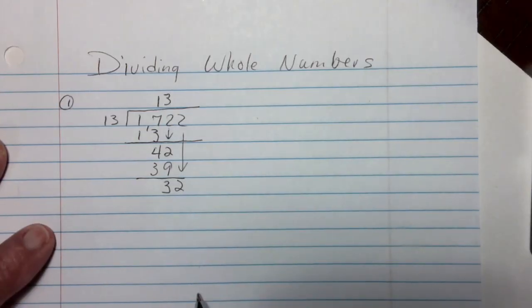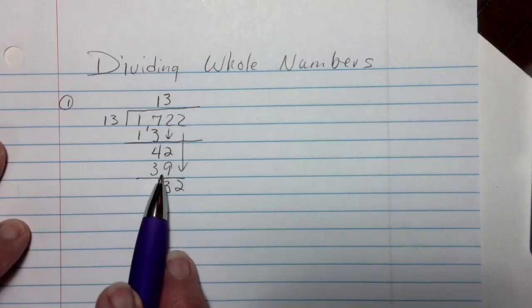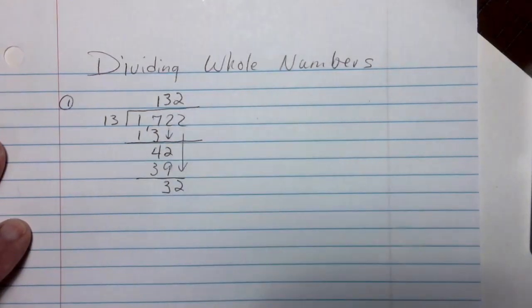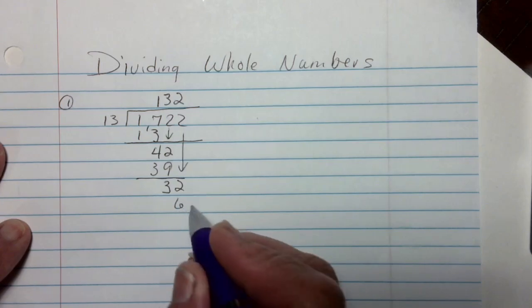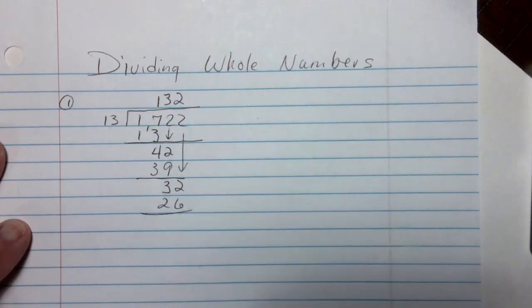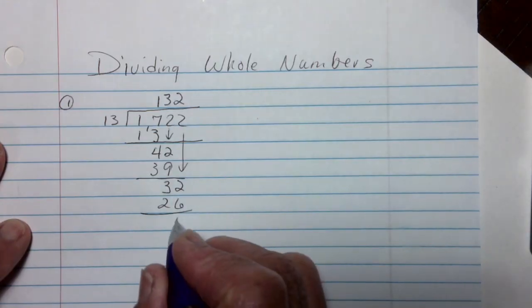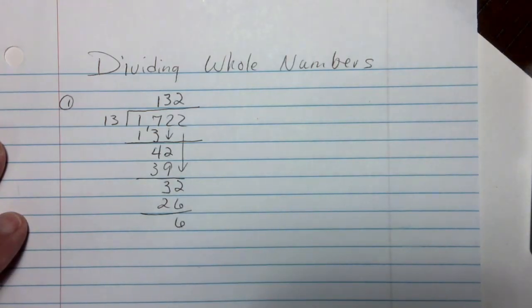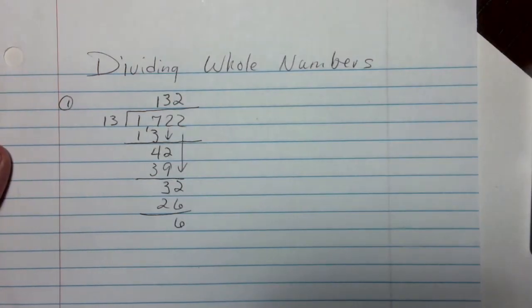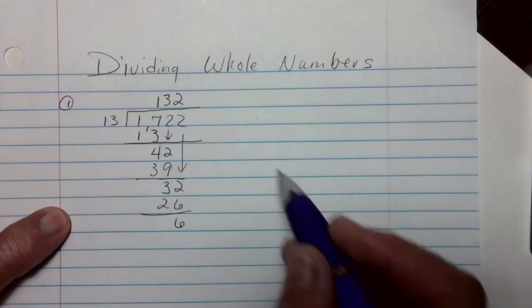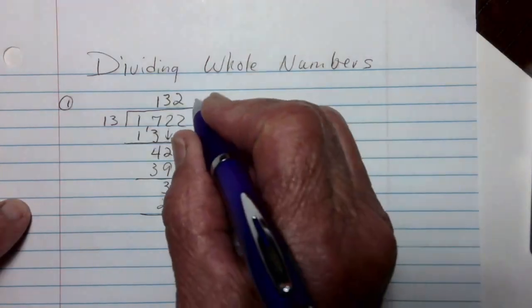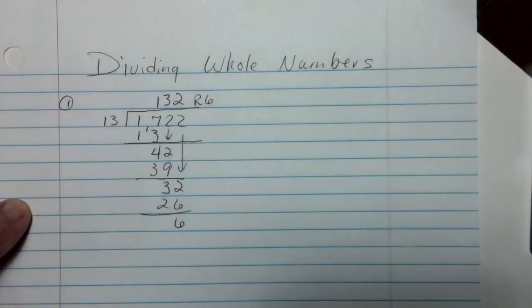Now, I know it won't go 3 times, because 3 times 13 was 39, but it will go 2 times. And 2 times 3 is 6, and 2 times 1 is 2, so that's 26. So what is 32 minus 26? Well, it's 6, so I have a remainder. Now, notice your directions. This is problem number 1 on dividing. It says divide and record remainders. So it goes 132 times with a remainder of 6. And there's your answer to that. And that's how you're going to do 1, 2, 3, and 4.